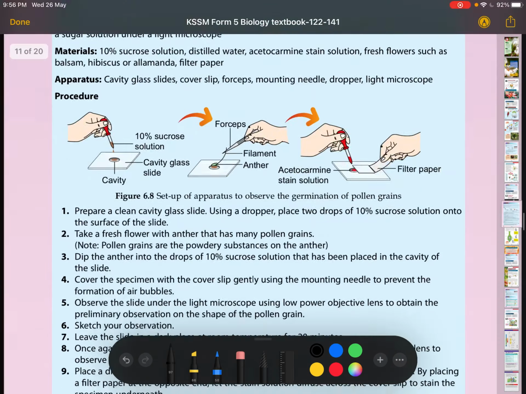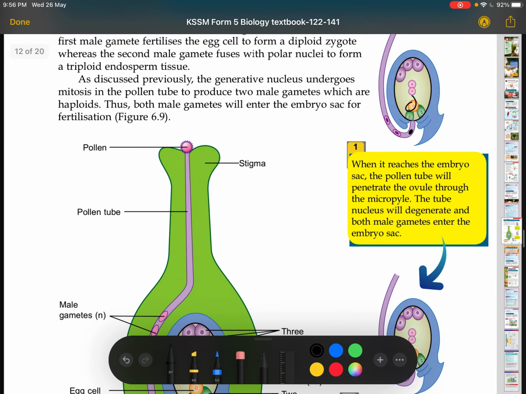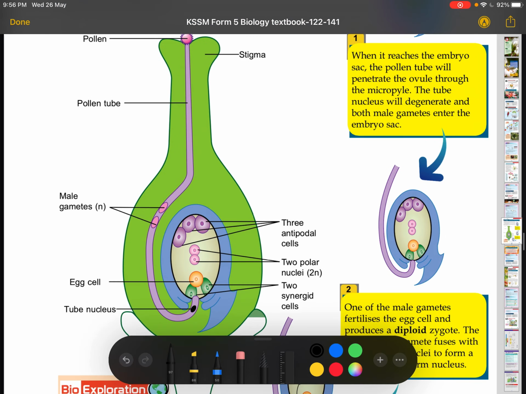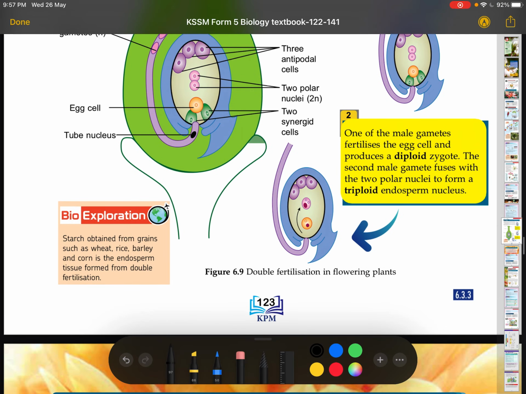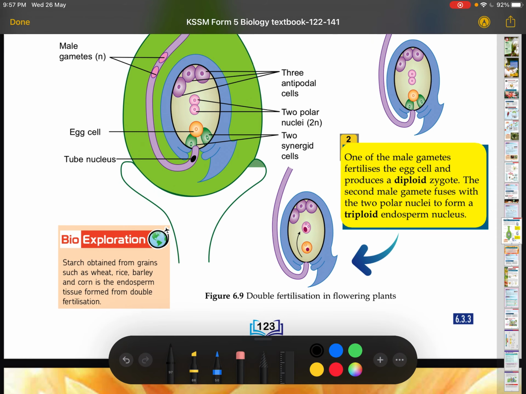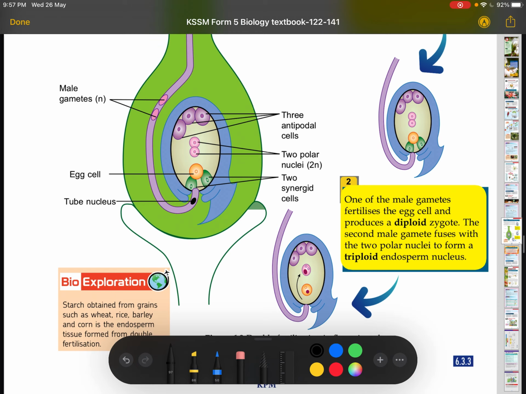Remember that there are 2 male gametes. So one becomes a zygote. How about the other one? Where does it go? Well, remember that I mentioned that it's very important that you know that the central cell has 2 nuclei. These 2 nuclei fuse with the other male gamete. So this male gamete goes in here. This male gamete goes into these 2.